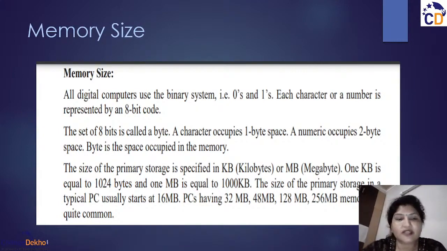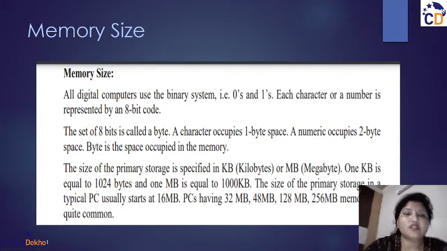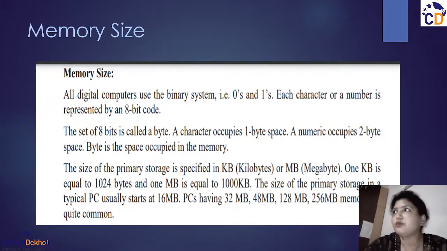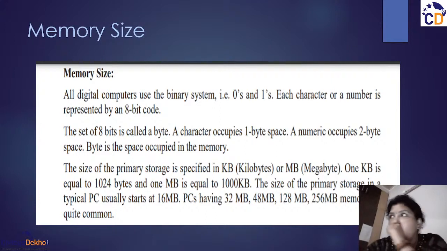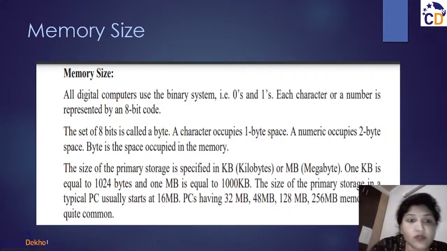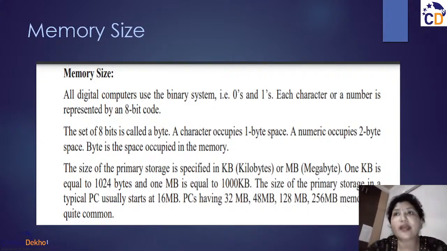Let us see the most important part, that is memory size. All digital computers use the binary system. I told you the computer is only going to understand zeros and ones, right? Each character or a number is represented by 8 bits. The set of 8 bits is called a byte. So 1 byte is equal to 8 bits. A character occupies 1 byte of space.